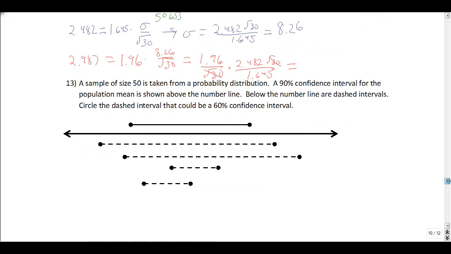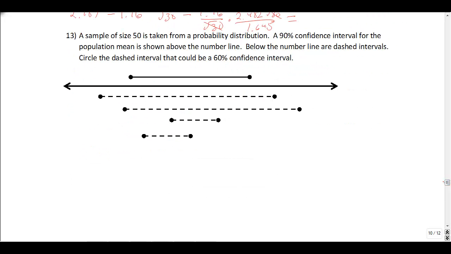Okay, next one. Sample size 50 is taken from a probability distribution. A 90% confidence interval for the population mean is shown above the number line. So I'm going to say this thing here, that's our 90% confidence interval. Below the number line are dashed intervals, so we want to circle the dashed interval that could be a 60% confidence interval. So what I want to think about here is I have a 90% confidence interval. If I get a lower level of confidence, what's going to happen in the interval? It should be symmetric around the same point here. So it's either going to be this top one dashed, or this smaller one.